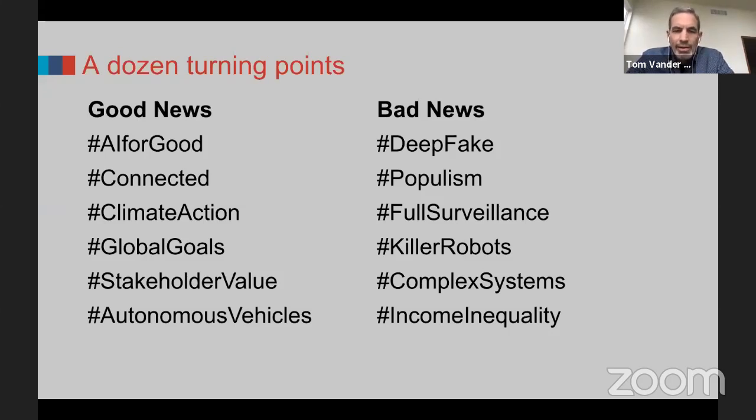This 2020 election is going to be the first one significantly influenced by synthetic content or deep fakes. We've seen a rise in populism around the world, where people are really tricked into supporting an agenda that doesn't really do much to meet their needs. We're in a full surveillance society. We're seeing a spread of drones that can attack just about anyone, anywhere, complicated systems, and rising income inequality.